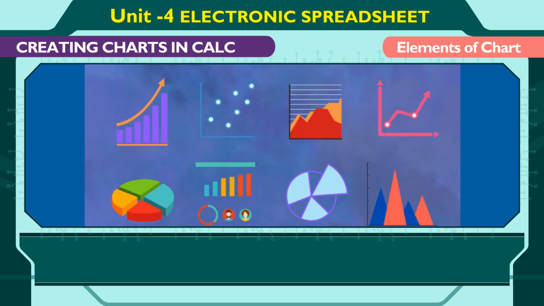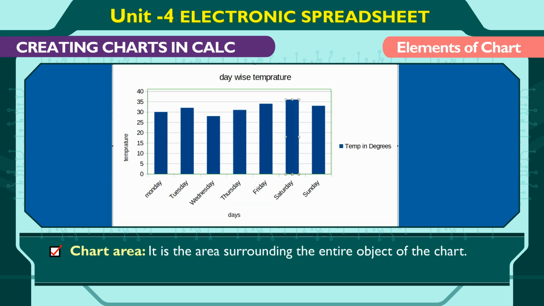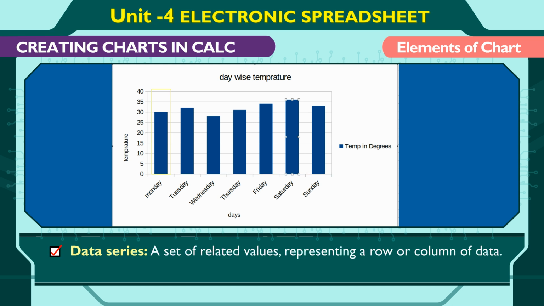Elements of chart. The major elements of a chart are as follows. Chart area. It is the area surrounding the entire object of the chart. It includes the chart wall and all other parts. Data series. A set of related values representing a row or column of data. A chart can have one or more data series.